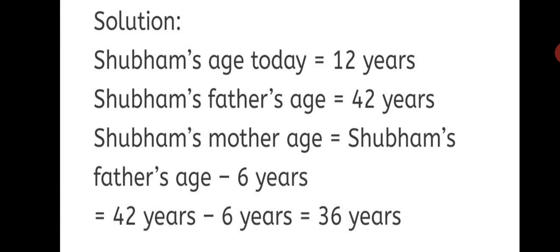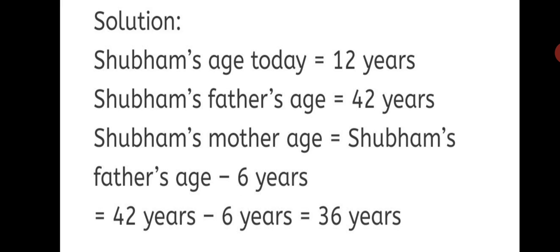So the solution, Shubham's age today is 12 years. Write it down. Then Shubham's father's age is equal to 42 years. Both these years are given in the question itself. Now, Shubham's mother's age is given as Shubham's father's age minus 6 years, because she is 6 years younger, it's given in the question. That means minus 6 from father's age. So 42 is the father's age, minus 6 years is equal to 36 years. We got Shubham's mother's age as 36 years.